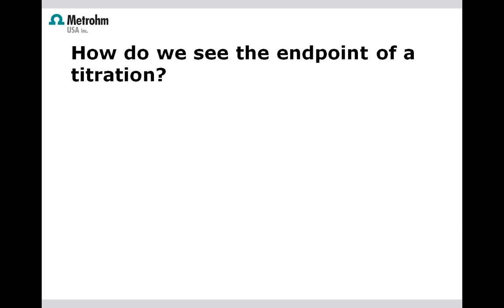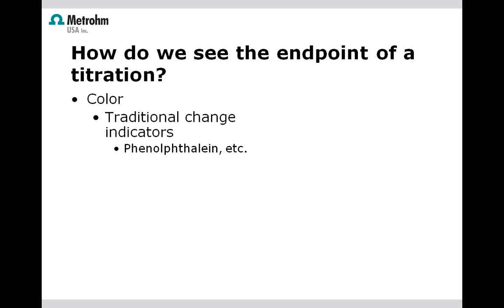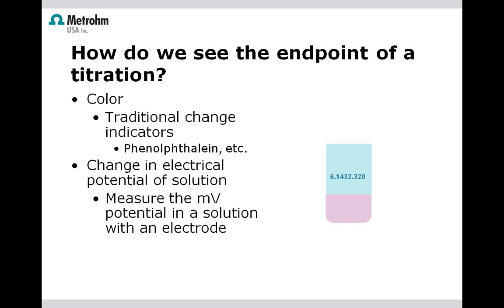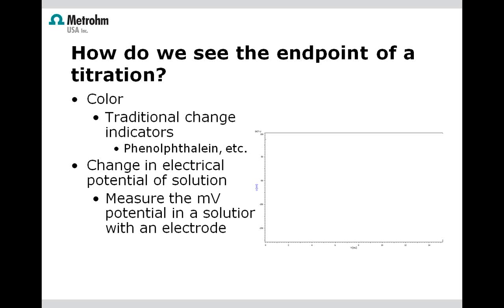And one of the salient parts of today's conversation is how do we see the endpoint of a titration? Traditionally, we look either at the color with a color change indicator such as phenolphthalein, where you just take it to this very, very pale endpoint, or we look for the change in electrical potential of a solution. We measure the millivolt potential in a solution with an electrode, and that results in the classical titration curve.